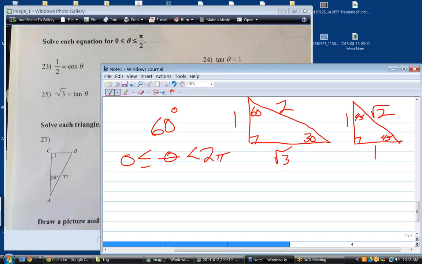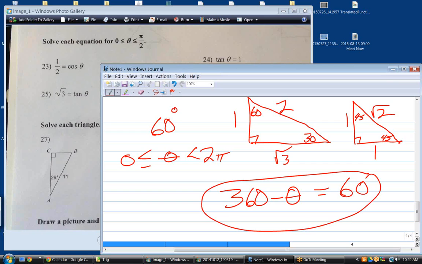330? 300. Remember the formula is 360 minus theta. So I'm solving for that theta. That has to be equal to 60 degrees. If I take the theta to the other side, bring the 60 to the left, I get theta equals 300. This is always the equation you want to use to figure out what that theta is going to be.